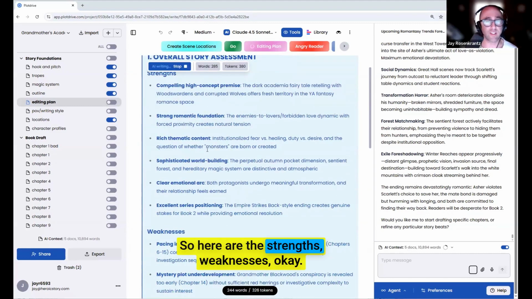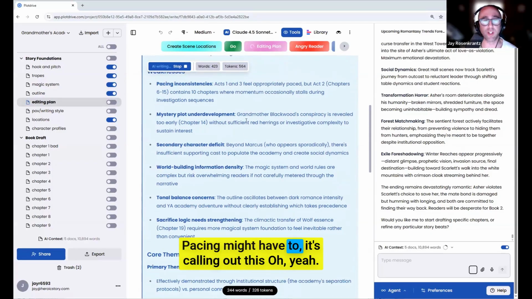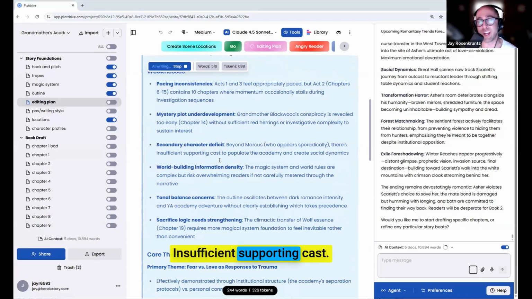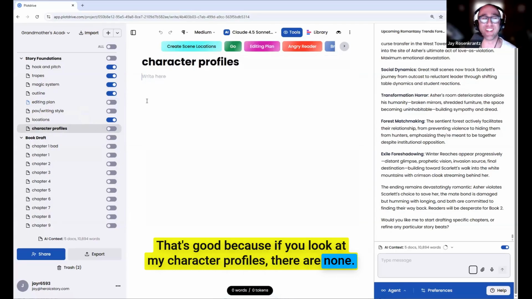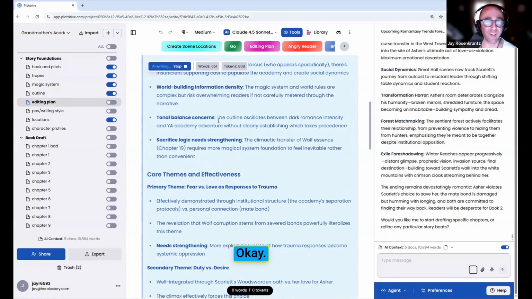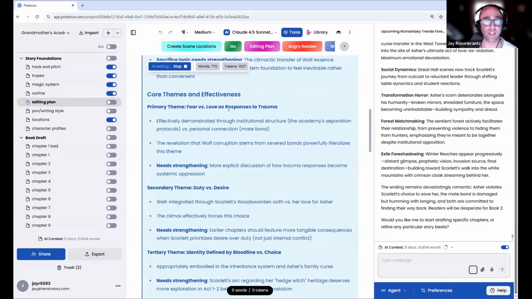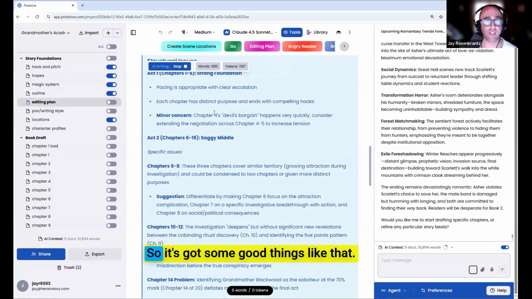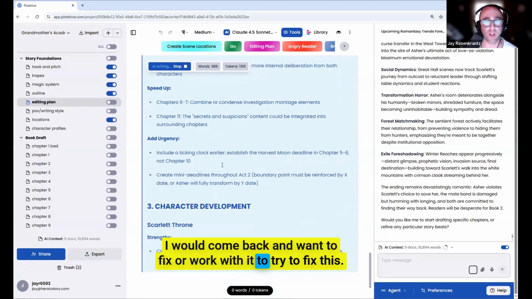So here are the strengths, weaknesses. Okay. Yeah, pacing might have to, calling out this. Oh yeah, in supporting cast. That's good because if you look at my character profiles, there are none. That's something that I didn't even notice. We have no supporting characters. Okay, this is good. Tonal balance. So it's got some good things that I would come back and want to fix or work with to try to fix this.